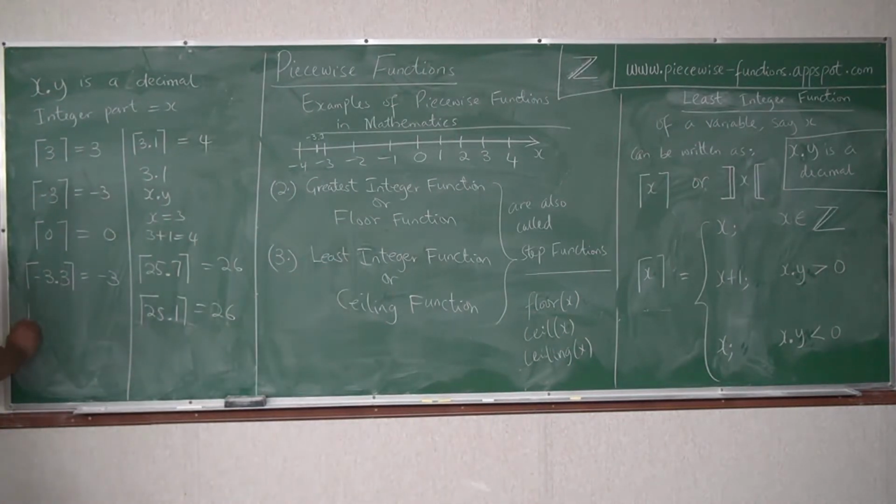If you have least integer of negative 30.5, it gives you negative 30. You have the least integer of negative 30.1, it gives you negative 30.